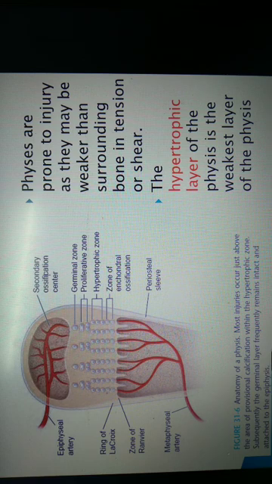So physes are prone to injury as they may be weaker than the surrounding bone in tension or shear forces. The hypertrophic layer of the physes is the weakest of the physes.